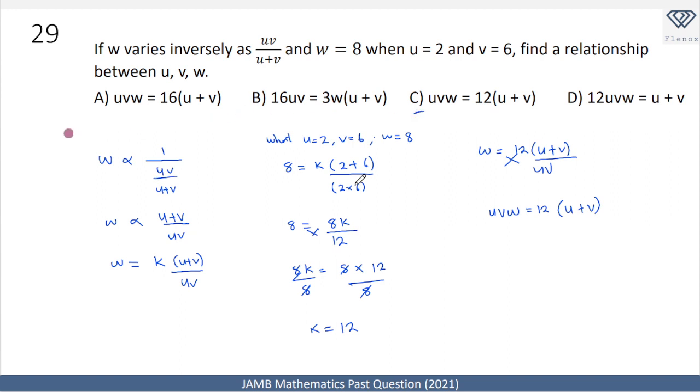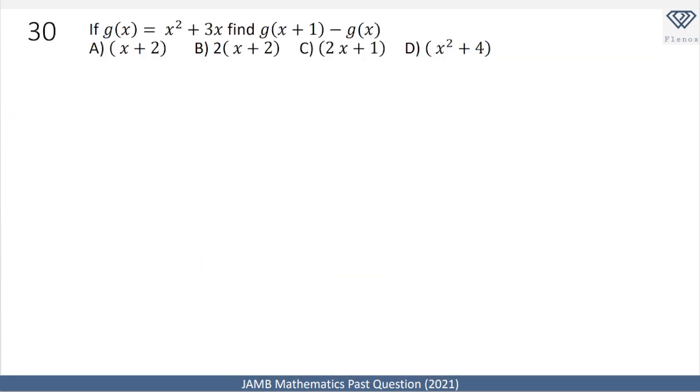So moving on to the final question for part 3, we are told that if g of x is equal to x squared plus 3x, find g(x plus 1) minus g(x). Now this is quite straightforward and it just requires you to look at stuff carefully. So we are given a function, g of x, is equal to what? x squared plus 3x.